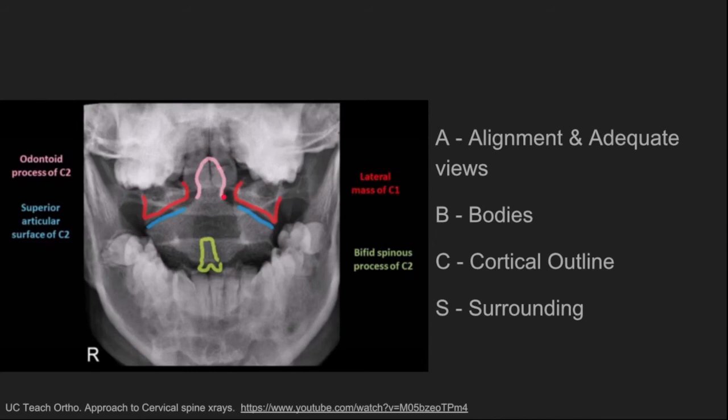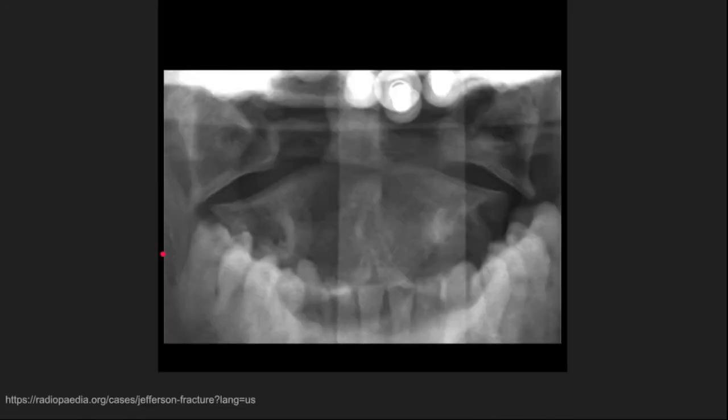When looking for alignment, we look at both the lateral masses and the odontoid peg. The space between the lateral masses and odontoid peg should be equal, implying a non-rotated image. The lateral edges of C1 and C2 lateral masses should align. Here we see displacement of the lateral masses of C1 with respect to C2. This image depicts a Jefferson burst fracture of C1.